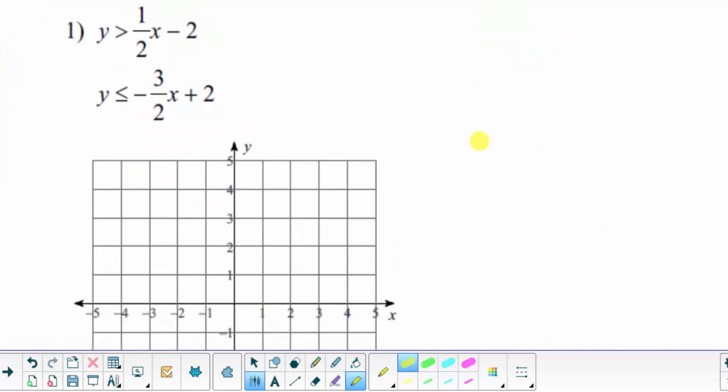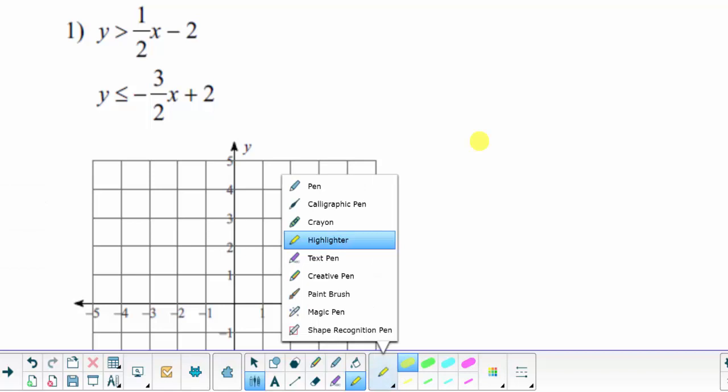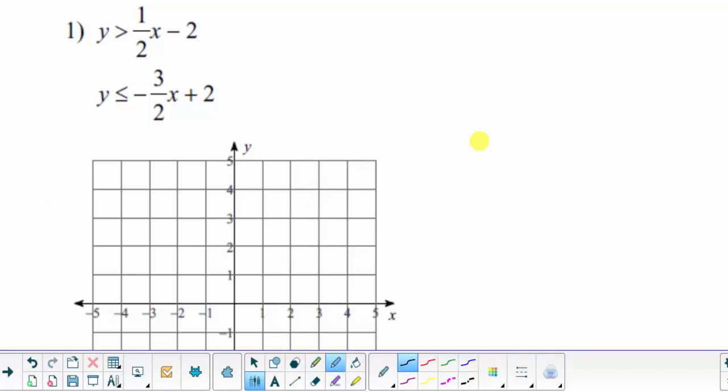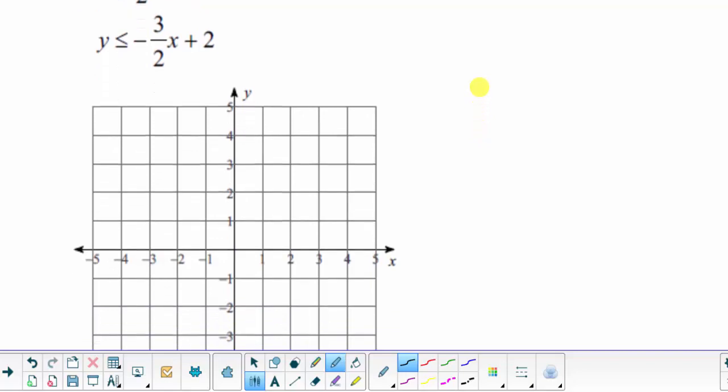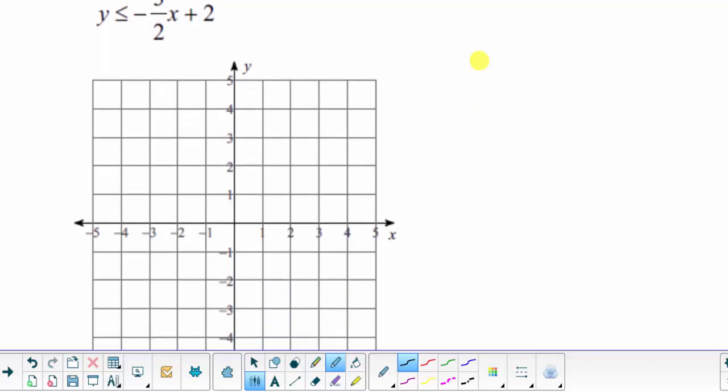So let's take a look at our first problem here. What we need to do is just graph these and figure out where the solutions are. So we've got y is greater than 1/2 x minus 2. I'm going to go down to -2 and put a dot. So 1/2 x minus 2 means up 1 over 2, right? Rise over run. I'm going to go back 2, down 1 as well.